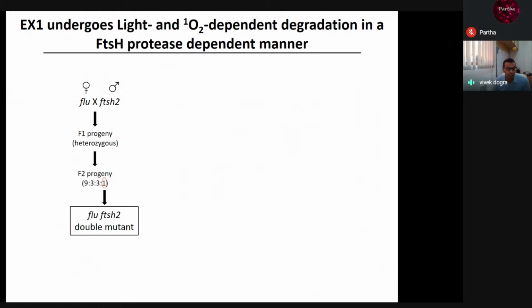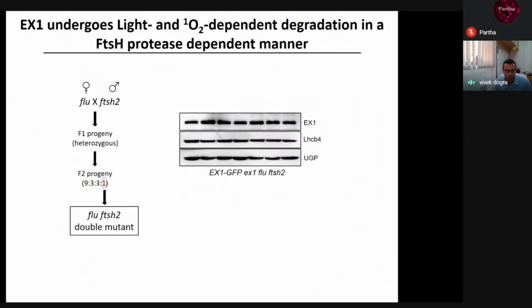this protein is undergoing degradation, then what we did was make a double mutant in the flu background by crossing 2 mutants. And what we see in the double mutant is that the EX1 protein was stabilized. There was no degradation. It was sensing the singlet oxygen, but it was not undergoing degradation. So it was something which we saw very interestingly.